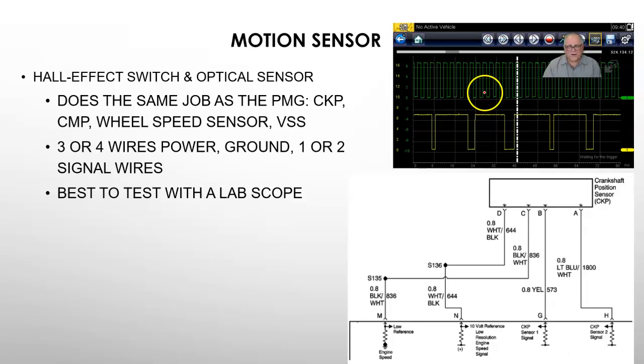Put a lab scope on there. If the signal's good, you're done with the diagnosis. That part's good. If there's no signal or the signal doesn't look good, check power and ground. If there's good power and ground but the output's not good, replace the sensor.